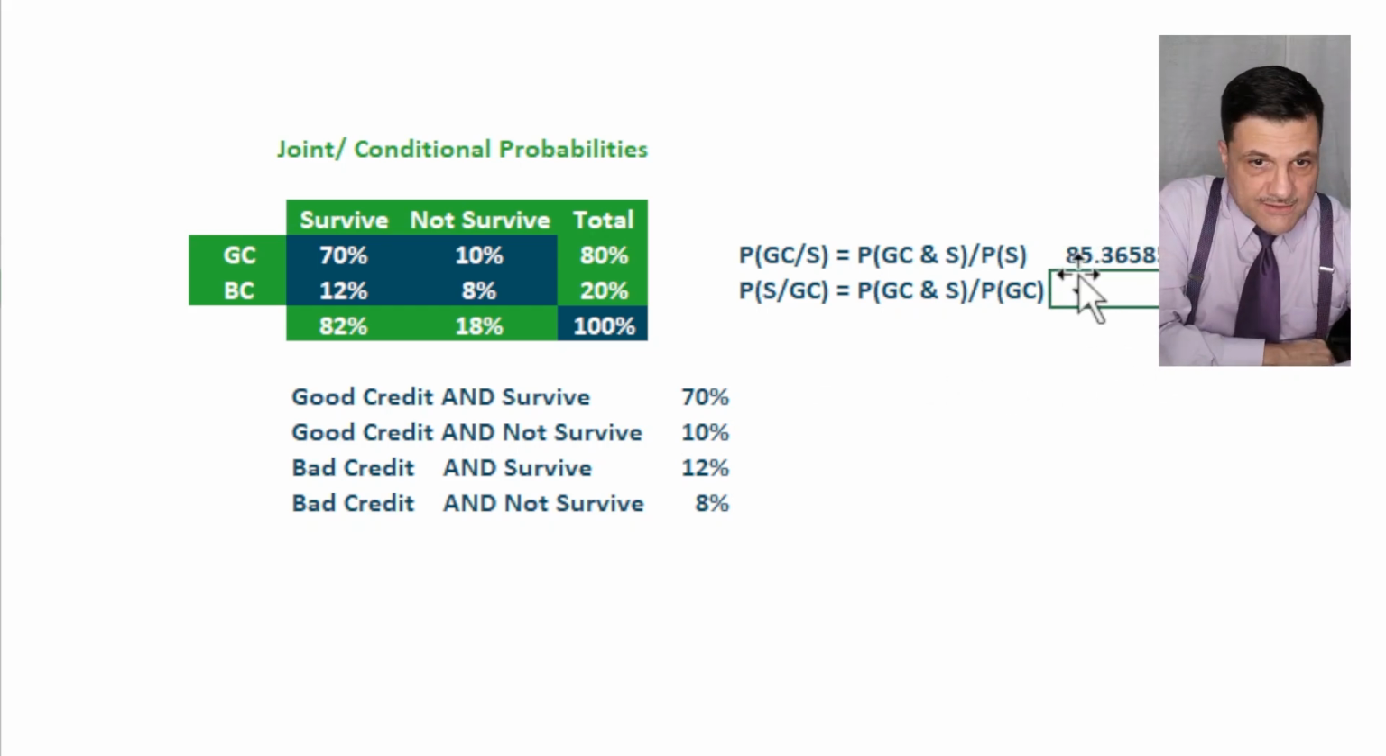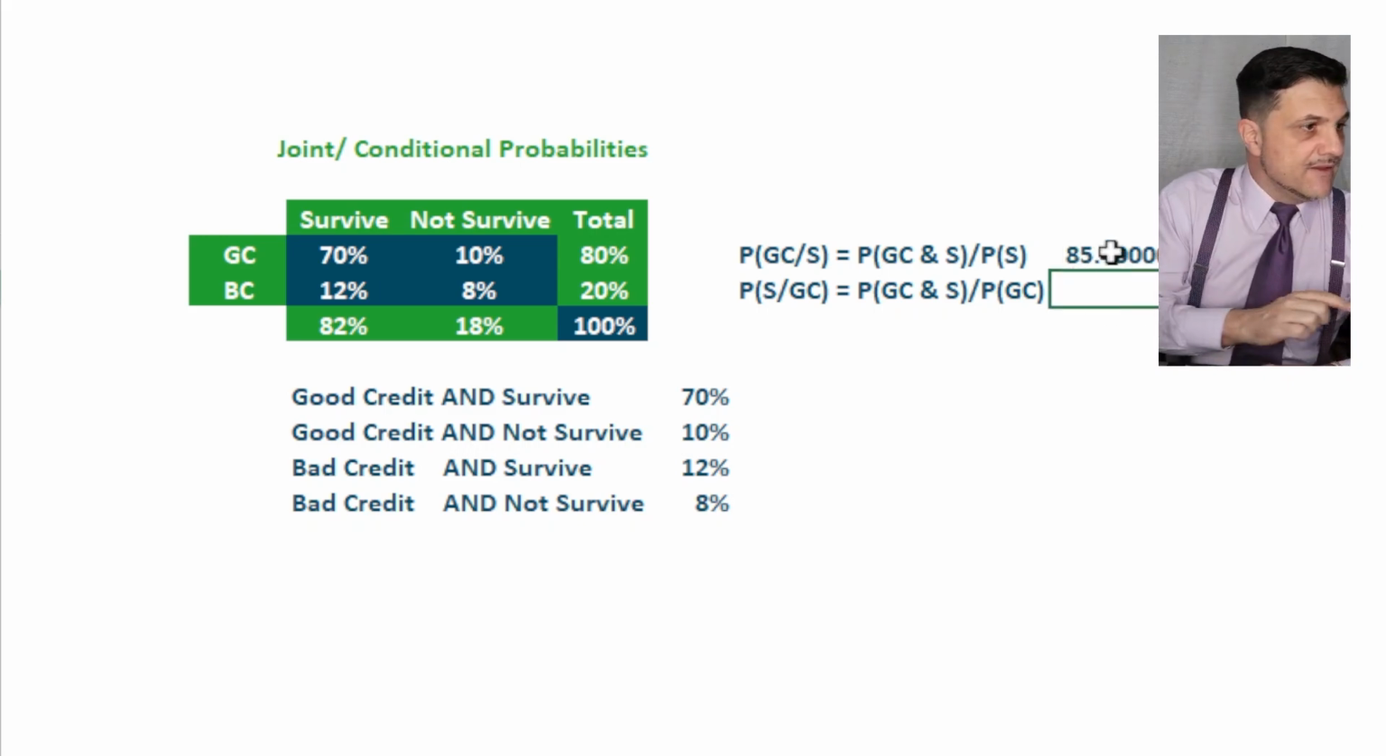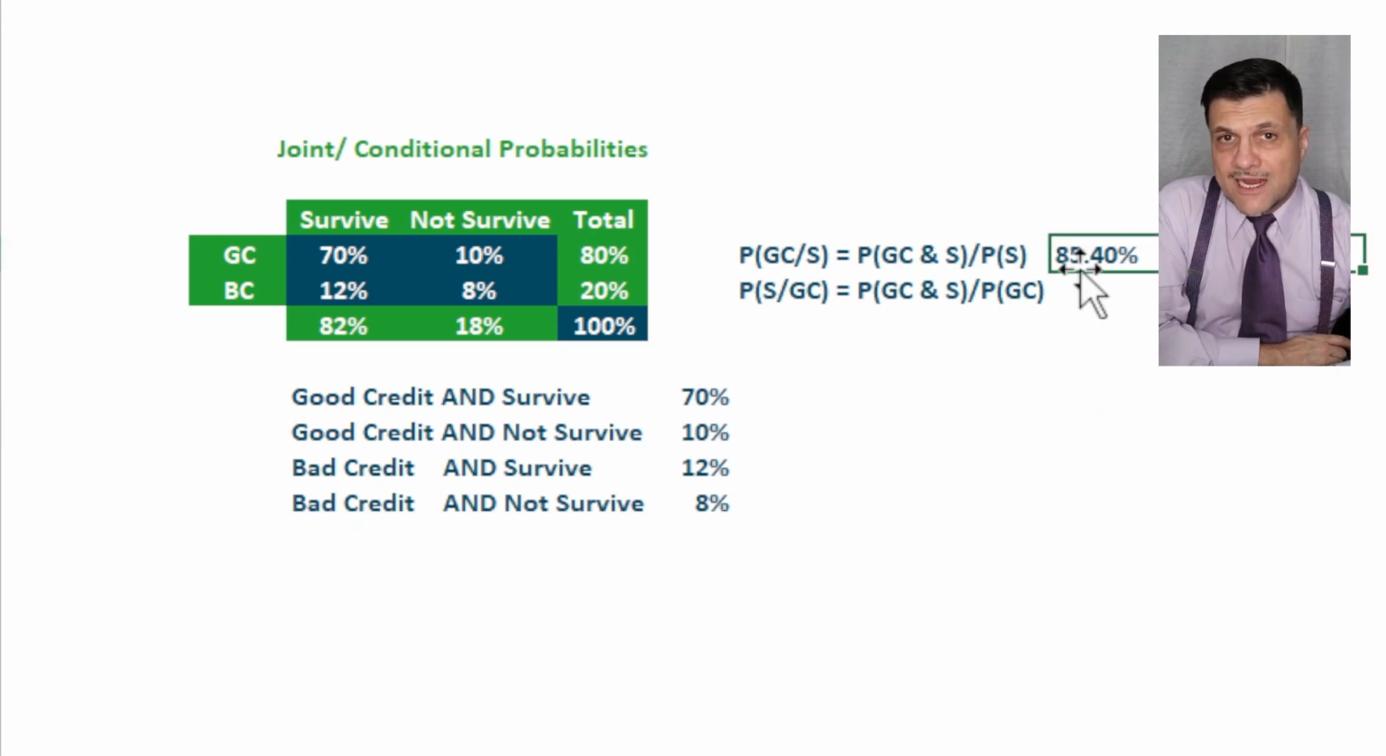And then I got 85.4%. Let me round it here. 85.4%. Okay, that would be the answer. There you go. 85.4%. See, not that complicated, right? Now you can do the other one as well, right?